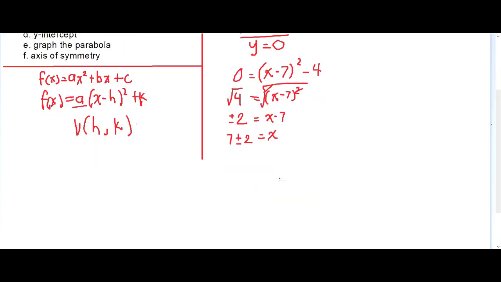Yan. So, the two values of x now is equal to 7 plus 2 and x is equal to 7 minus 2. You have x is equal now to 9 and x is equal to 5. This will be your x-intercepts. Magiging mahalaga yan mamaya sa graph natin.